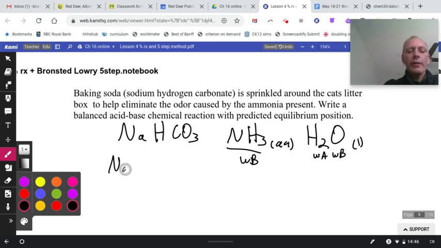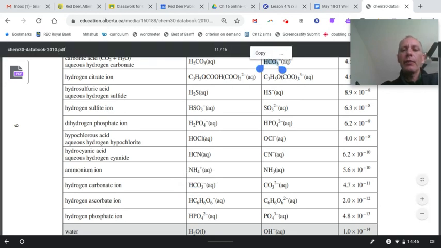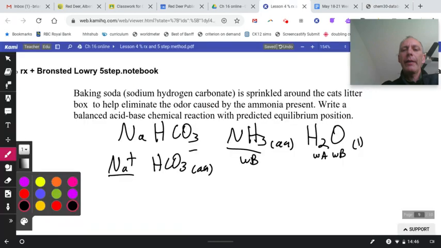This one's ionic. Break it apart. Na plus, HCO3 minus. Okay, Na plus is a spectator ion. It's not on the table of relative strengths as an acid or a base. HCO3 minus is found here as a very weak acid, and it's found there as a weak base. So it's amphoteric. Weak acid and a weak base.